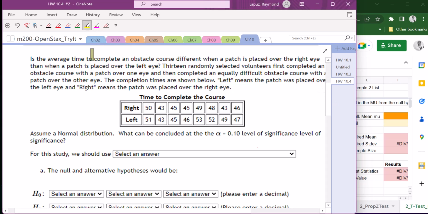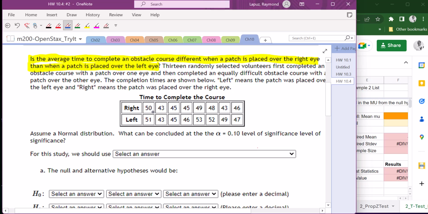The question they're asking is, is the average time to complete an obstacle course different when a patch is placed over the right eye than when a patch is placed over the left? They say that they have 13 randomly selected volunteers to complete the obstacle course with a patch over one eye, and then completed an equally difficult obstacle course with a patch over the left. Completion times are below. Left means a patch was placed over the left eye, right means the right eye.